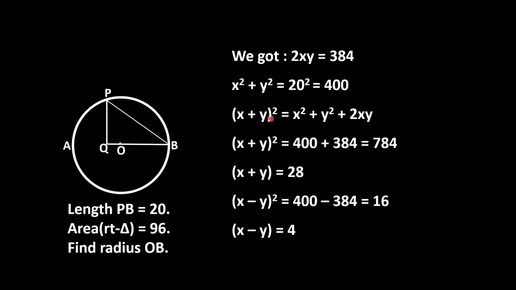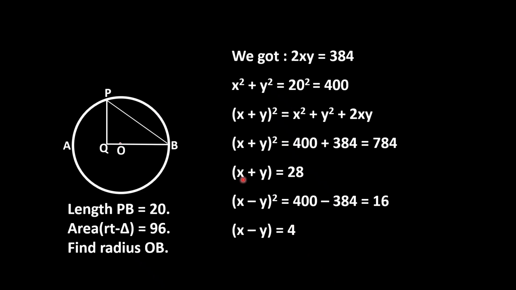So X plus Y whole square is X square plus Y square plus 2XY, that is 400 plus 384, which is 784. Taking the square root, X plus Y equal to 28. Again, X minus Y whole square is X square plus Y square minus 2XY, that is 400 minus 384, which is 16. So X minus Y is 4.